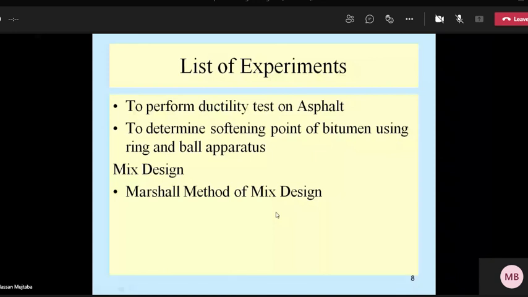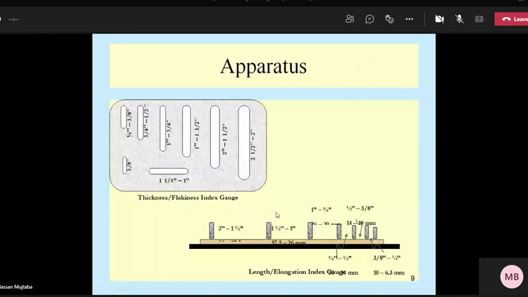Any questions regarding these experiments? Yeah, please. Any questions regarding these experiments?